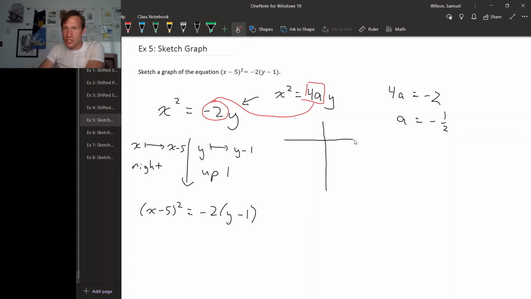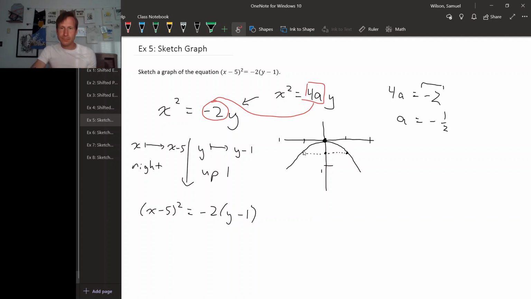Okay, so when we graph this, remember that for this unshifted parabola equation, the vertex is always at the origin. This one is opening either up or down, and because a is negative, it opens down. a is the focal length, so the focus is at −1/2. And also remember that 4a is the diameter at the focus. So the diameter at this focus is 2, so that's going to be like that. So we get these other 2 points on the parabola.